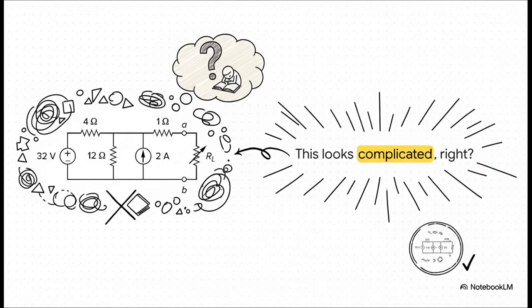Okay, just take a look at this thing. Seriously, it's a total maze, isn't it? You've got voltage sources, current sources, resistors all over the place. Honestly, this is the kind of problem that makes you just want to, I don't know, close the textbook and walk away. But what if I told you there's a much simpler way to look at this?